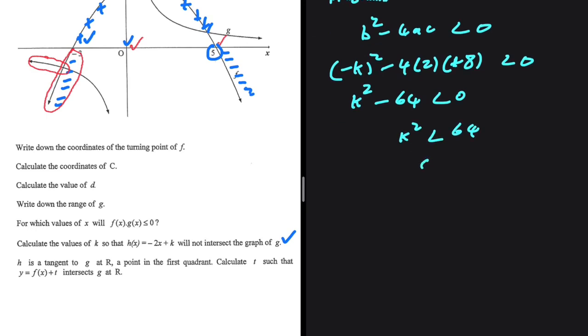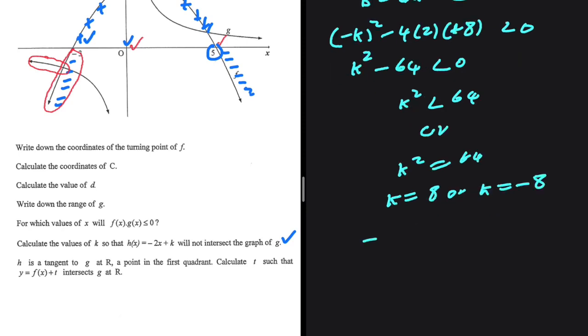Let's go ahead and find our critical values. So k squared is equal to 64, k is equal to 8, or k is equal to minus 8. The solution to this inequality, we have k being between minus 8 and positive 8. It has to be greater than minus 8 but less than positive 8. So these are the values of k for which h of x will not intersect g.